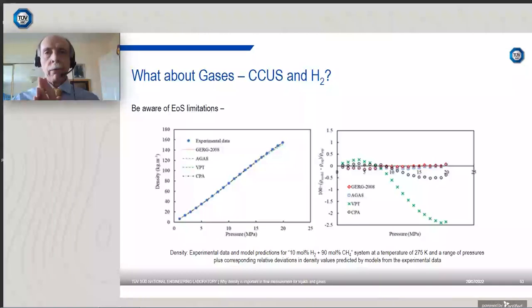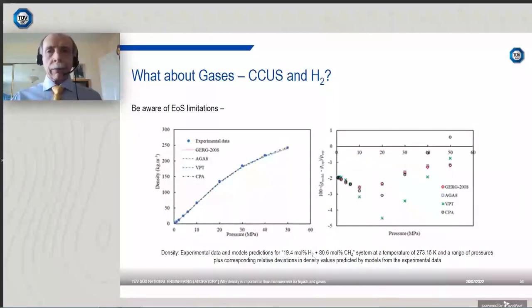The Valderrama-Patel-Teja equation doesn't perform so well. Okay, that's fine. We'll use GERG or AGA 8. Well, yes, but if we go to just about 20% hydrogen, 80% methane, we see that none of the equations are actually performing that well. And those errors would probably be unacceptable, taking that through the calculation process.